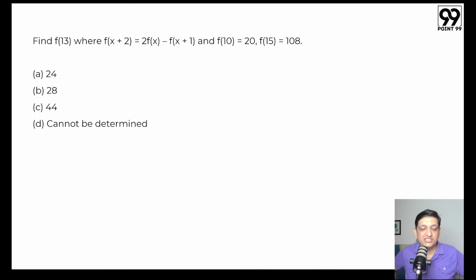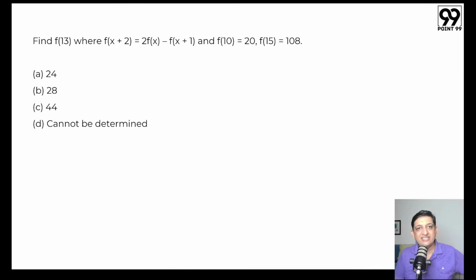Let's look at the next question. You have to find f of 13, where we know f of 10 and f of 15, and we also know this equality, which says f of x plus 2 equals twice f of x minus f of x plus 1. So what do we do with this particular thing? You can maybe try to write down everything and then try to figure it out.